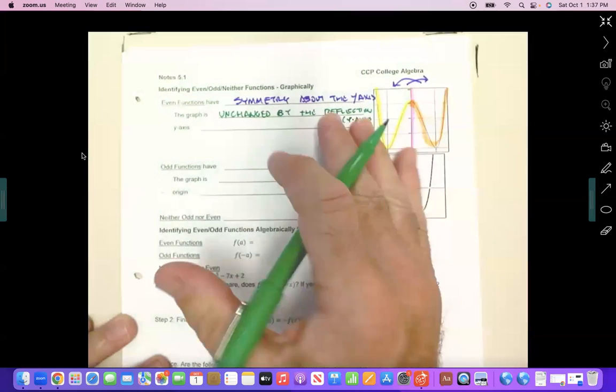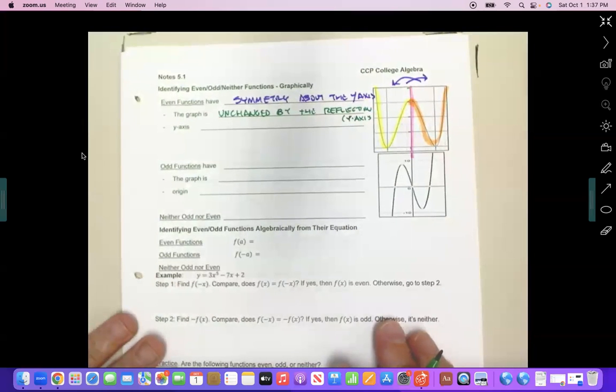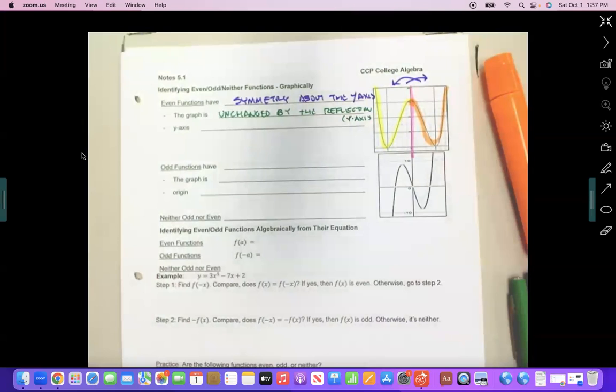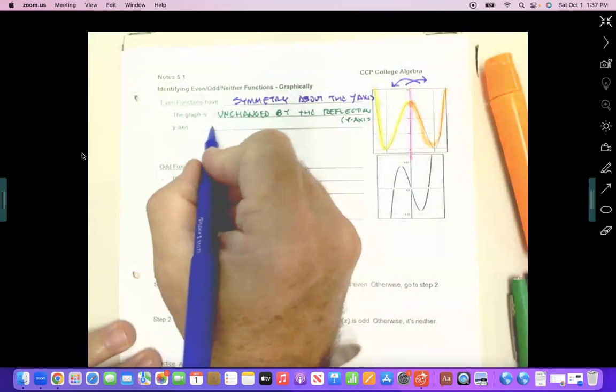If we fold it left to right, we wouldn't be able to distinguish at all between the right side or left side. In other words, what we're saying is that the y-axis acts like a mirror.